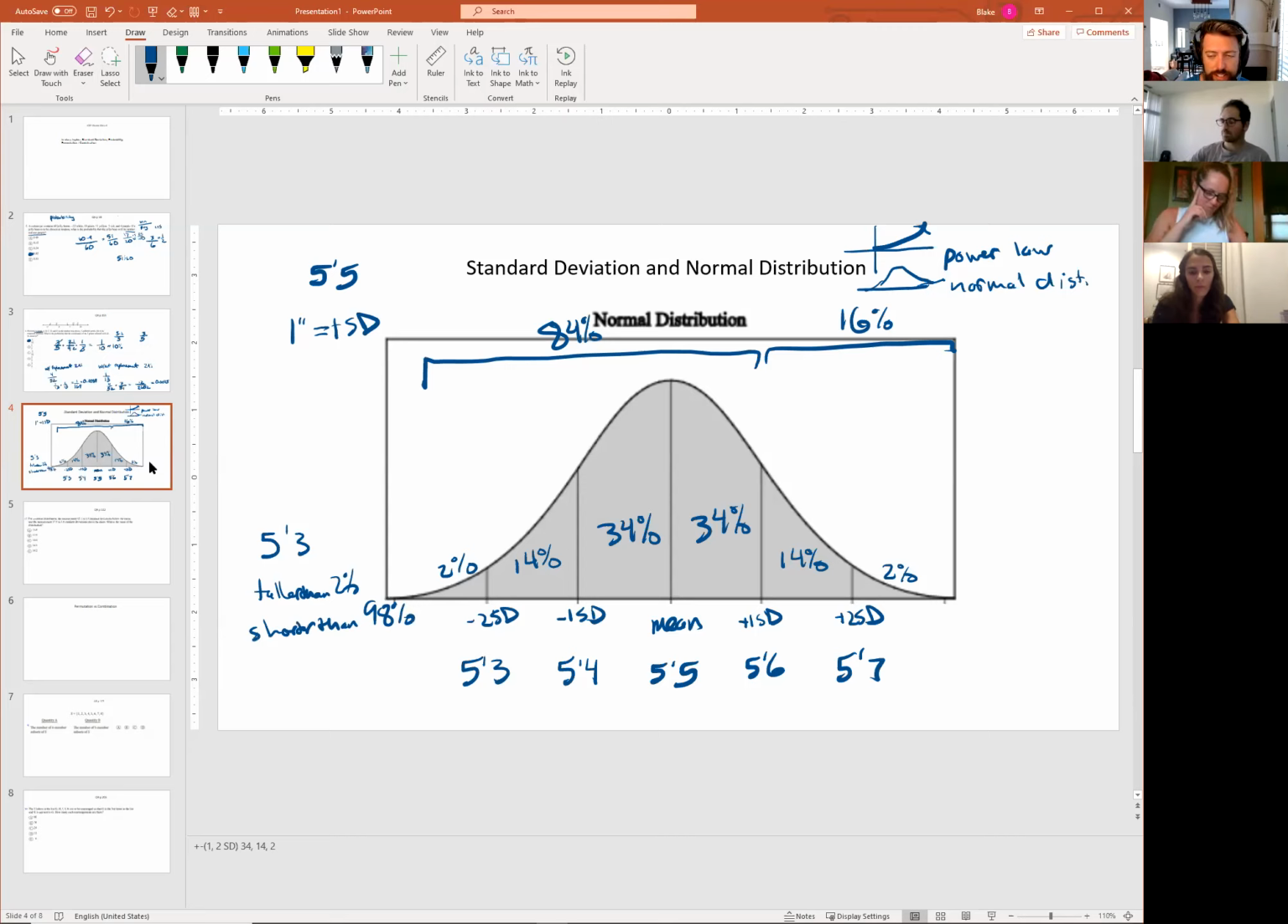Now, I'm pretty certain this is not correct, that 1 inch is not a standard deviation. It's probably something like 1.5 inches. But this is just to help you guys get the picture.